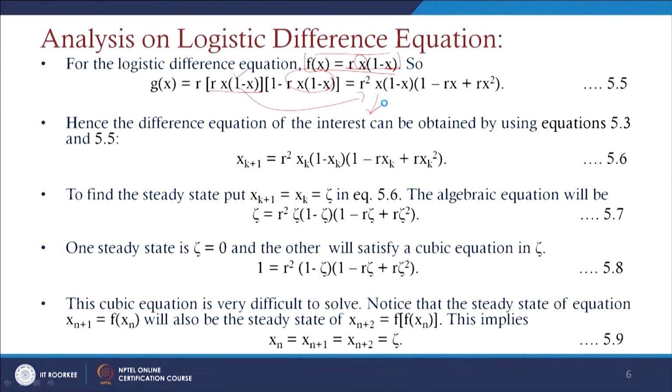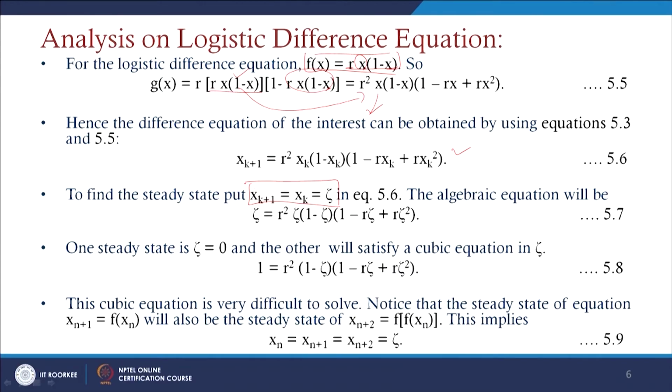So, that is why x k plus 1 can be written as r square, and in place of x we can write x k here. So, r square x k into 1 minus x k into 1 minus r x k plus r x k square. And to obtain the steady state, since we are using the fixed point values, we put x k plus 1 equals x k, which equals zeta here.